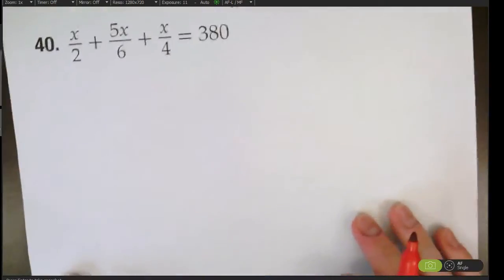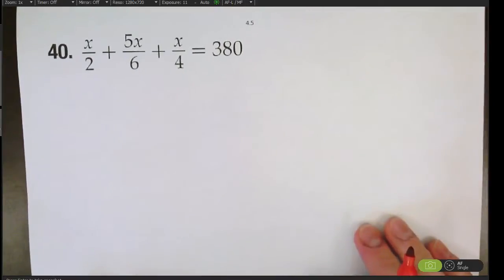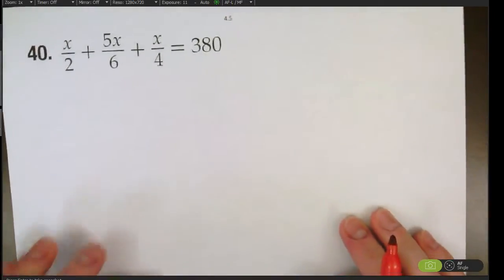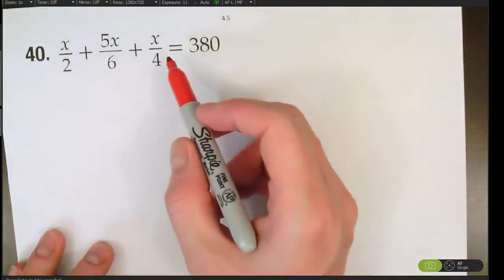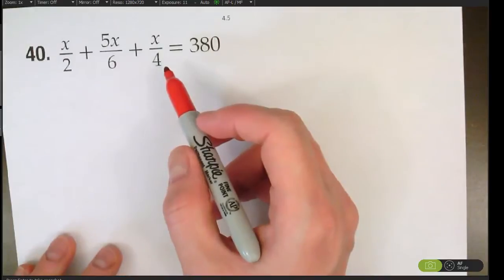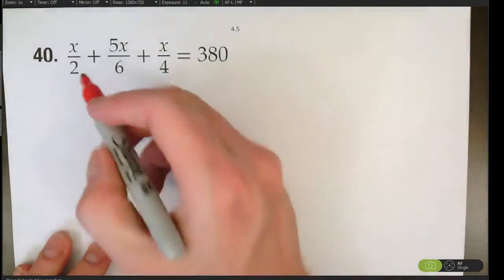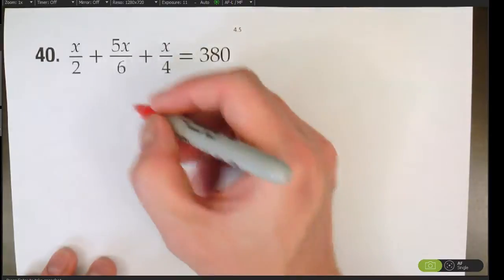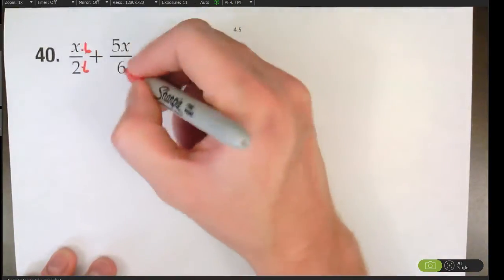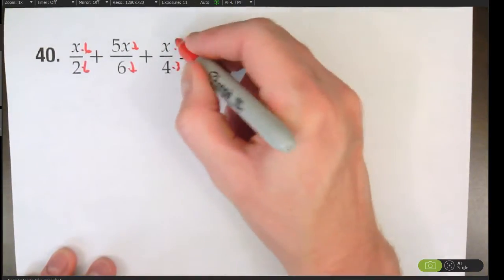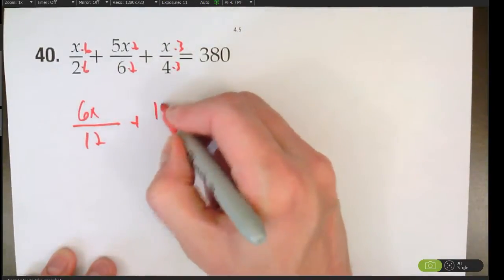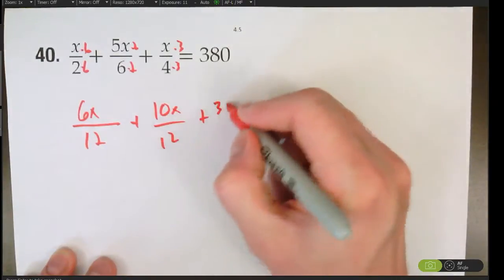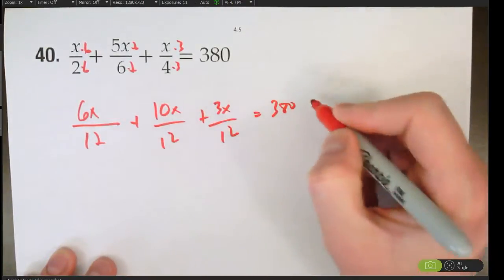Okay. Now, number 40. Okay, last one we're going to look at here. This one is again kind of an interesting problem. I've got this issue of all these different denominators with fractions, and I really need to get all this together first. So the first thing I have to do for number 40 is I'm going to have to get common denominators, which with 2, 6, and 4 is 12. So I'm going to have to multiply this guy by 6 over 6, this by 2 over 2, this by 3 over 3. That gives me 6x over 12 plus 10x over 12 plus 3x over 12 equals 380.